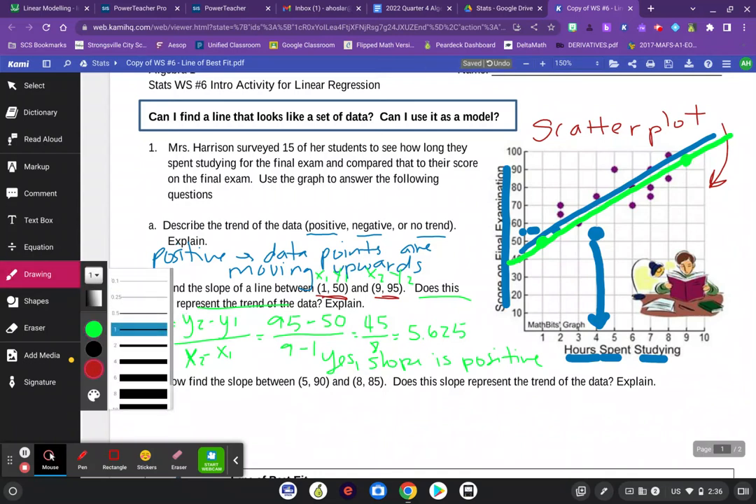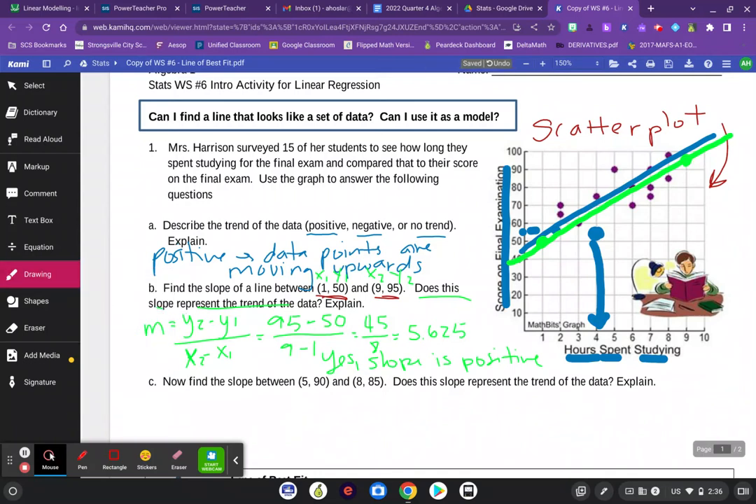All right, so let's take a look at this next question. It says, now find the slope between (5, 90) and (8, 85). So let's pick those points out. (5, 90) is this point up here that I put in red, and (8, 85) is this other point here in red. Now, if I were just to sketch a line between those 2 points, well, just looking at it, it does not look like this line between those 2 points is going to represent the trend of the data.